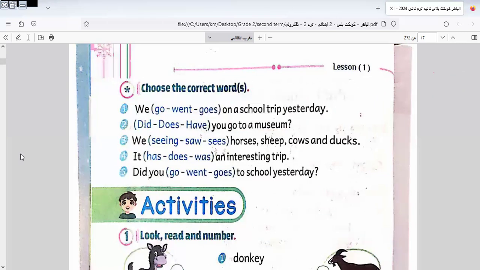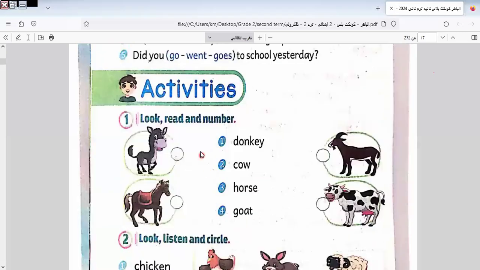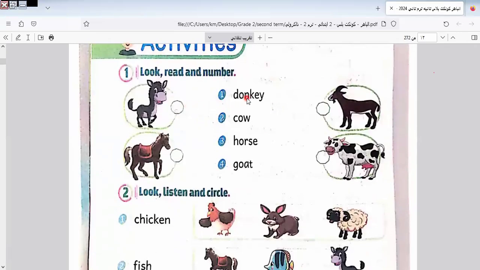Let's go to another one here. Here we have which one is donkey here? The donkey, this one. So I select this one by this one. Cow, this one by this one. Horse, this one by this. Goat, this one by this one.